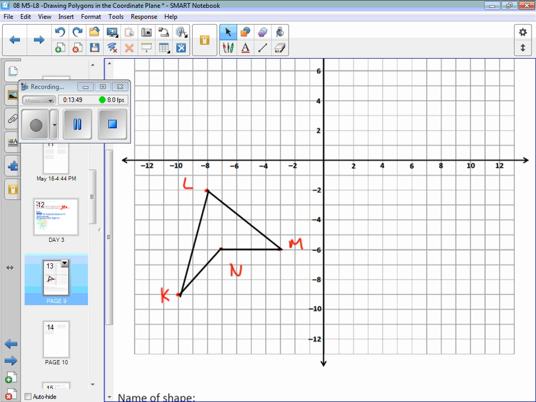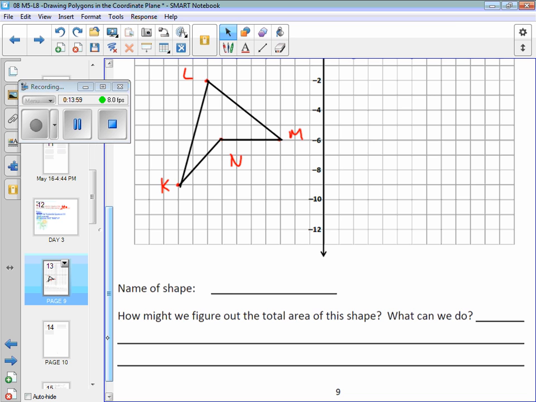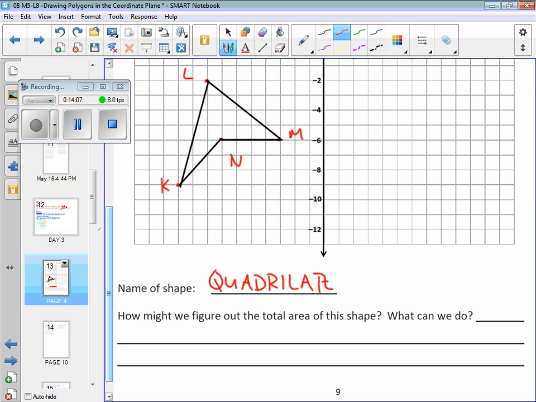Now there is a name for this shape. It's called a chevron, but I don't expect you to know that. It's a four-sided enclosed shape. Call it a quadrilateral. It's a four-sided shape, which is the definition of any quadrilateral, is any four-sided shape.